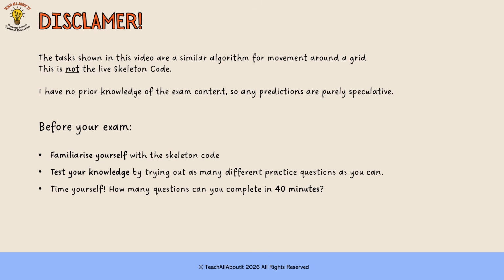And the other thing is to make sure that you are timing yourself as you revise. Whilst you are practicing for section D, you're going to want to make sure that you know how quickly you can code. So you need to be aiming to complete that section in approximately 40 minutes. So how many questions can you complete in 40 minutes?